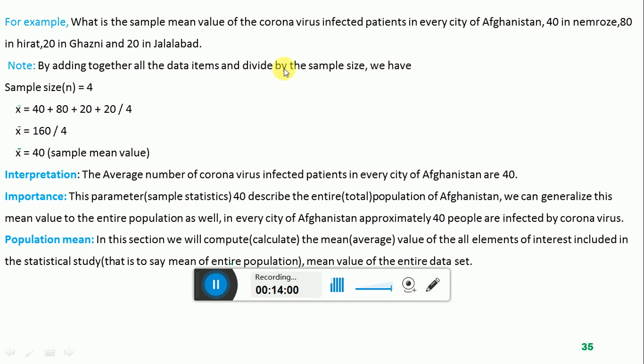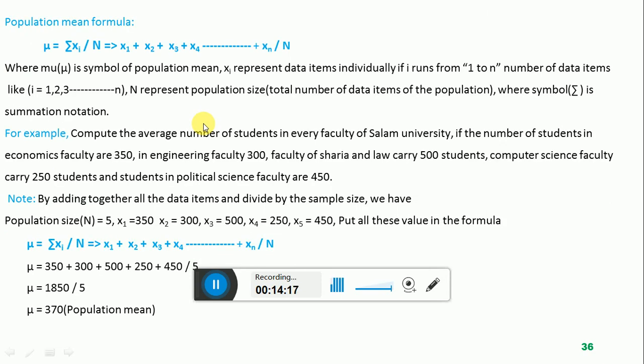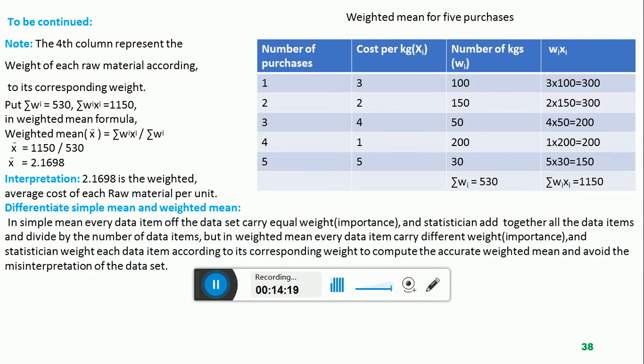We are calculating the average number of coronavirus infected patients by adding together all the data items and dividing by the sample size. So we have only 4 data items. We add them together and divide by the size 4. So we compute the mean value. This is just for the data set where each data item carries equal importance or equal weight.